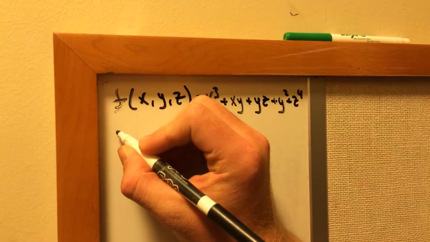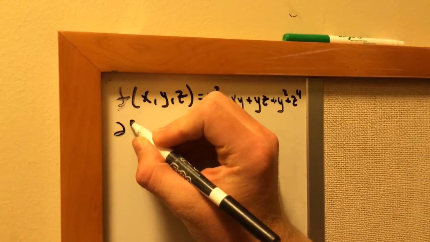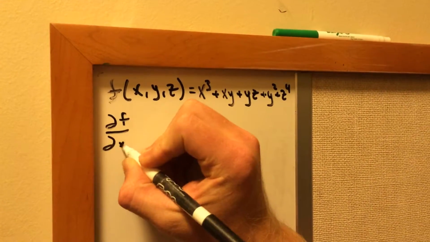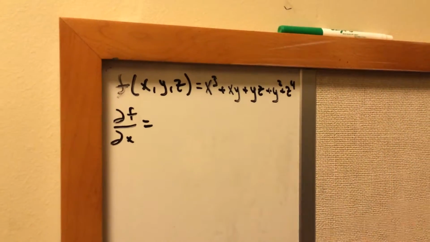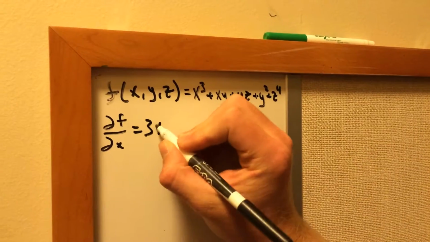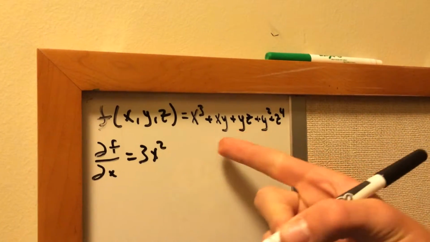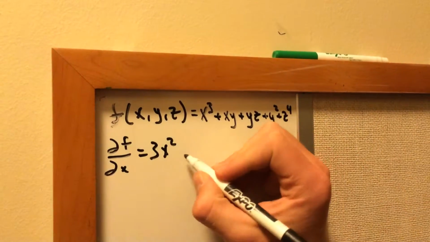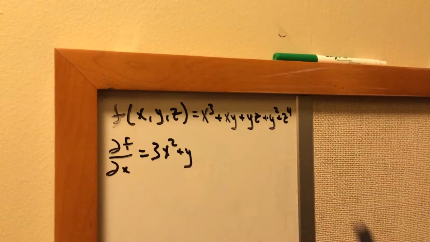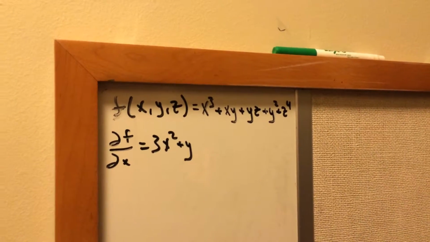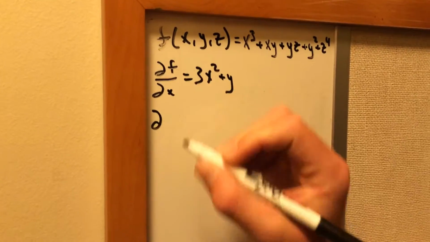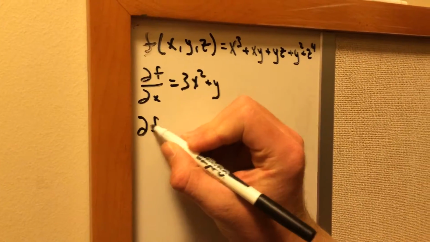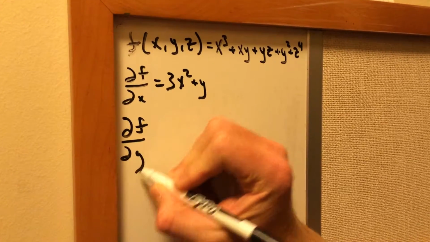So we're going to take the partial derivative of f with respect to x, and that's going to be all the terms with x. So we're first going to get 3x squared, and then we're going to hold y as a constant, so we're going to get plus y. And there are no other terms with x, and everything else is a constant, so that's all going to go to 0.